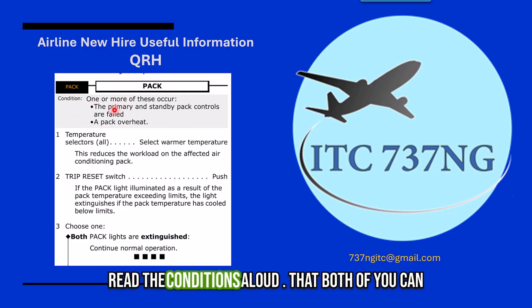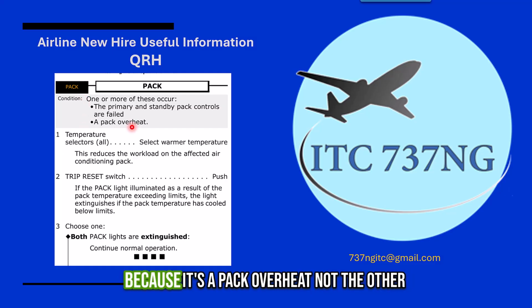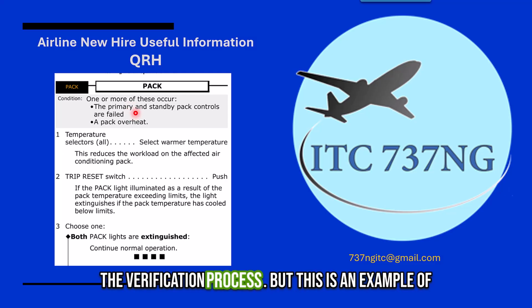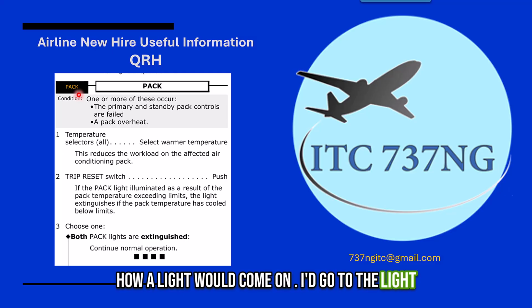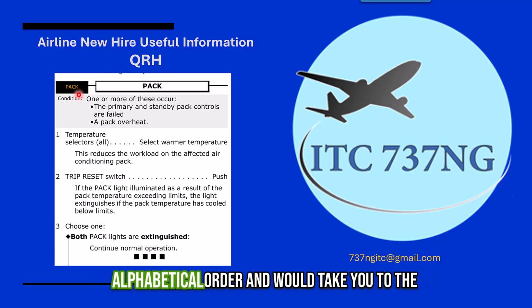Read the conditions aloud, so that both of you can agree that in this case, that light's on because it's a pack overheat, not the other condition. So that's very important. It's part of the verification process. But this is an example of how a light would come on. I'd go to the light index. I would look under pack. All of these are in alphabetical order, and it would take you to the page.